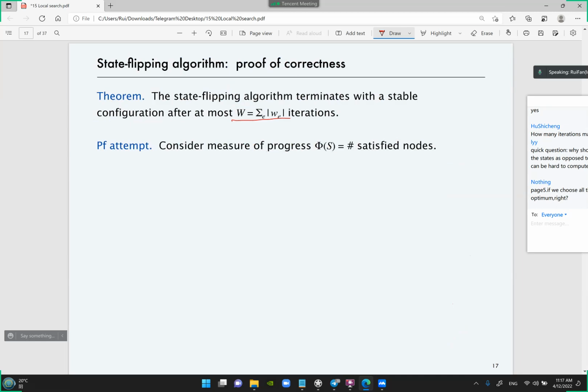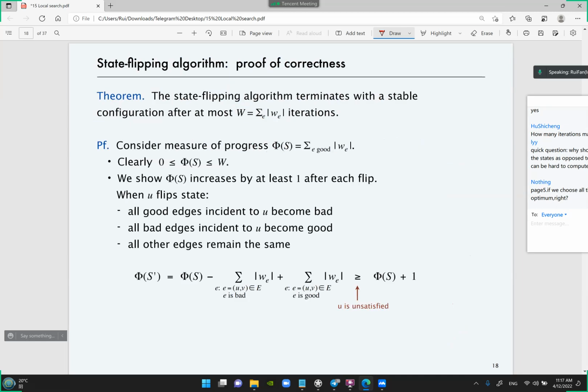So how do we prove this? What we're going to do is create a potential function. This potential function basically measures how much progress we've made towards termination. So the larger the potential function, the more progress we've made towards termination.